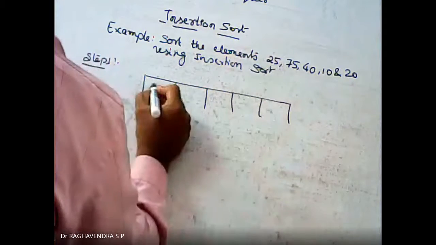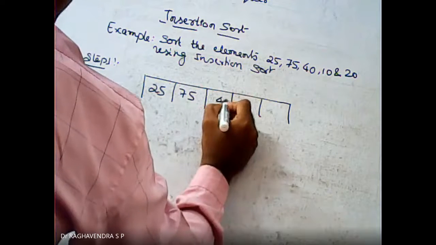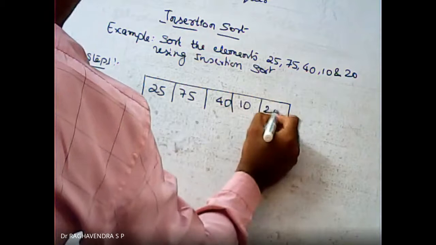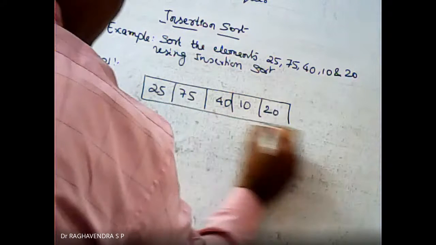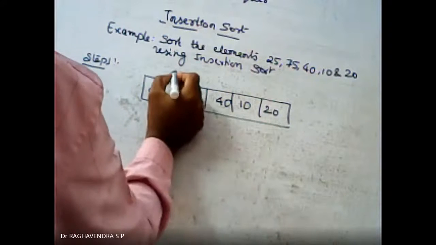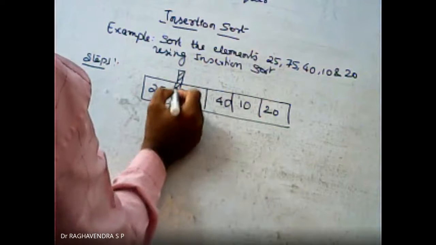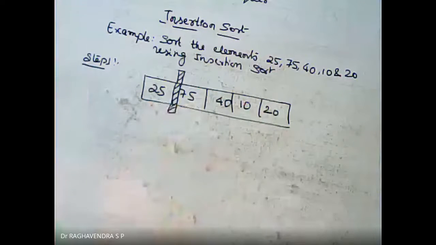The first one is 25, 75, 40, 10, 20. Okay, so you write it in the array format. Then always this boundary will be present here. The boundary is always at the first position. So it is there like this. Okay. Now what do we have to do?